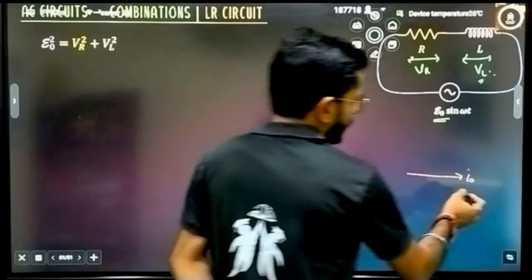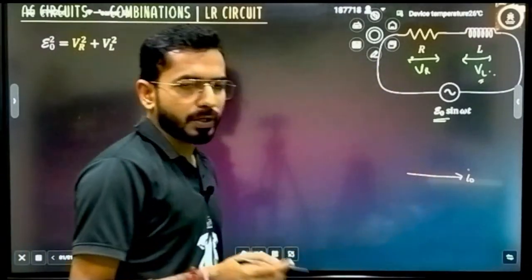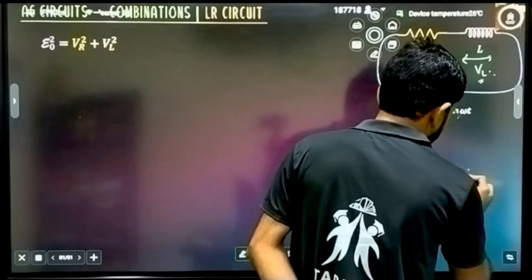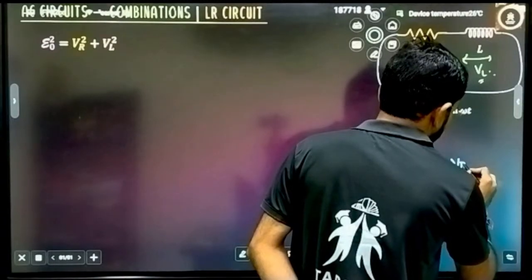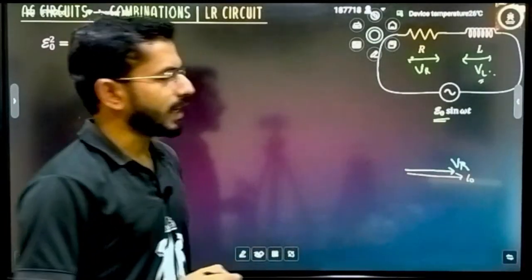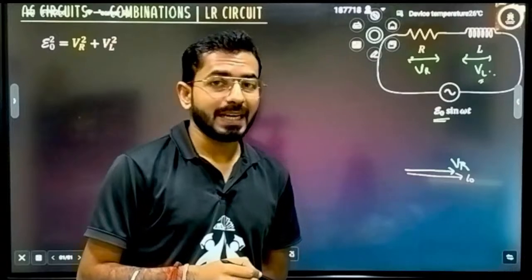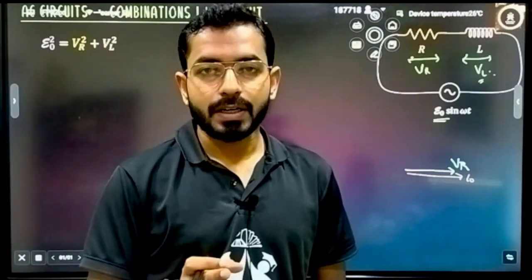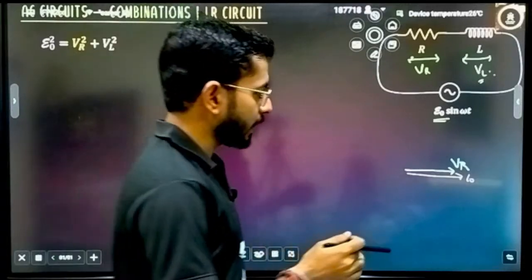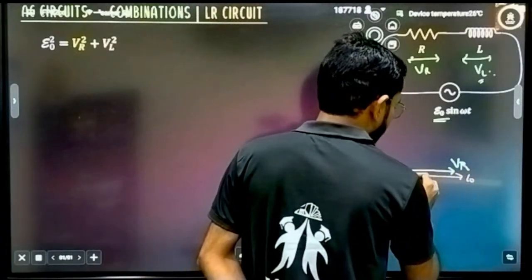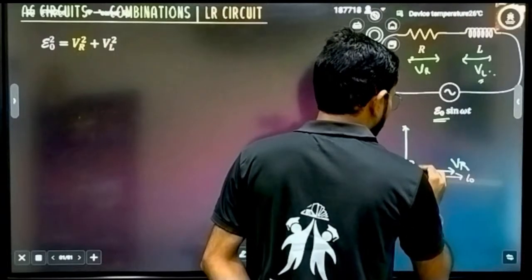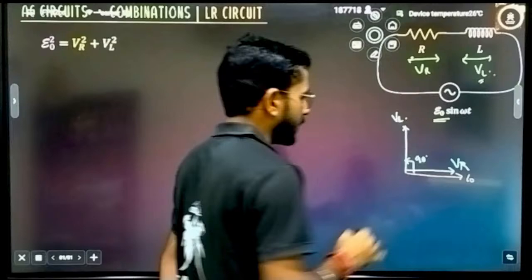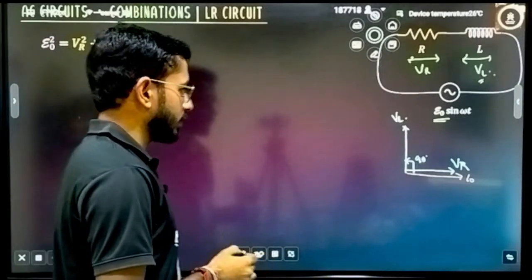If this is the I naught current, what will be the direction of the potential difference across the resistor? I can say the same, because they are always in the same phase. This will be VR. Now tell me the direction of the potential difference across the inductor. I have told you that the potential leads by an angle of 90 degrees. Leads what? Current. This is the direction for current, so it leads the current by 90 degrees, and this will be VL. And I have already told you the directions.